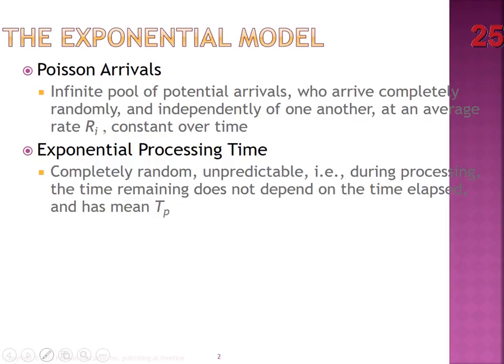When we talk about exponential processing time, again, just like the arrival time, it's completely unpredictable. Just because Rachel takes so long to process doesn't mean that Courtney's going to. There's no relationship. It's completely independent of each other. So it's completely random and unpredictable, which means that during the process, the time remaining does not depend on the time elapsed, okay? But it has a mean time of T sub P, okay?